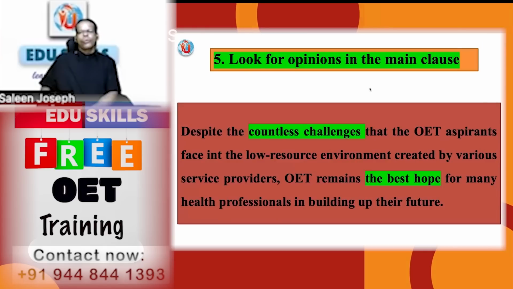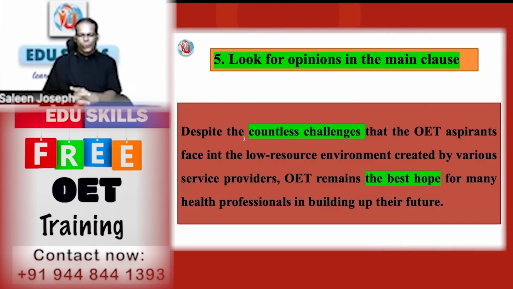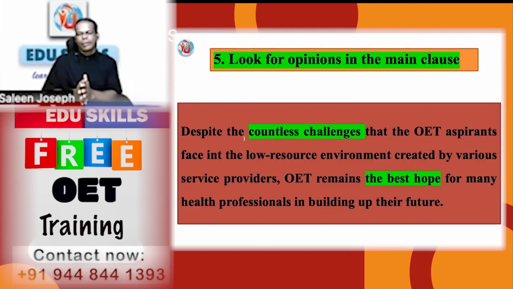So the other strategy I told you, look for opinions in the main clause. If you know a complex sentence, this is a complex sentence. Even for your writing, you need to use at least 2 complex sentences in your writing to get a good score. So you can use more than at least 2 complex sentences. You need a mixture of simple sentence, compound sentence, and complex sentences.